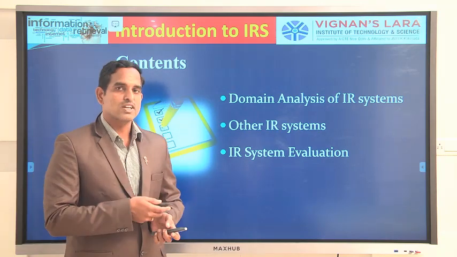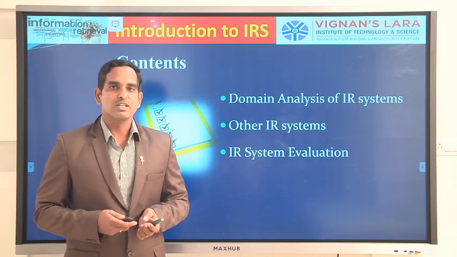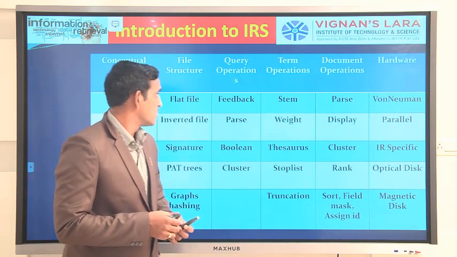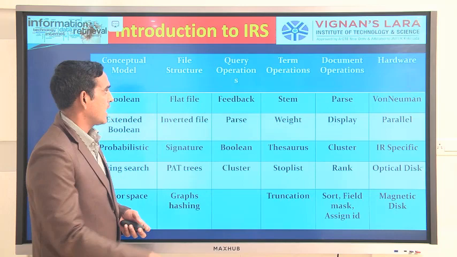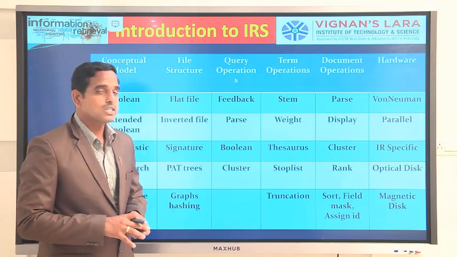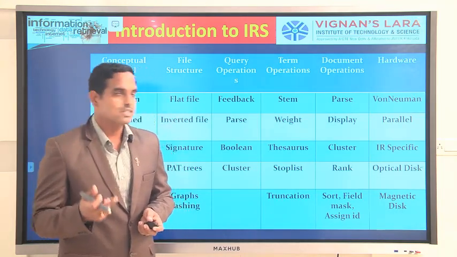If possible, we'll go on to other information retrieval systems and how to evaluate an information retrieval system. So coming to the previous session, I told you the facets of a particular information retrieval system. We have a set of facets: the conceptual model, the file structure, the query operations, the term operations, the document operations and the hardware.